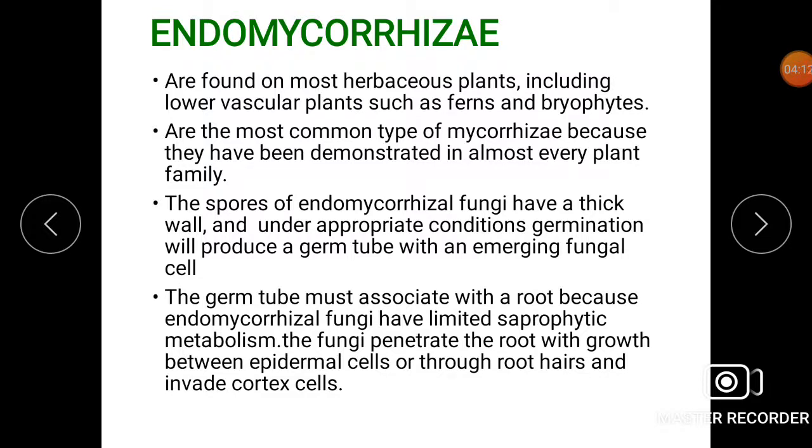The spores of endomycorrhizal fungi have a thick wall, and under appropriate conditions germination will produce a germ tube with an emerging fungal cell. The germ tube must associate with the root because endomycorrhizal fungi have limited saprophytic metabolism. The fungi penetrate the root with growth between epidermal cells or through the root hairs and invade cortex cells.